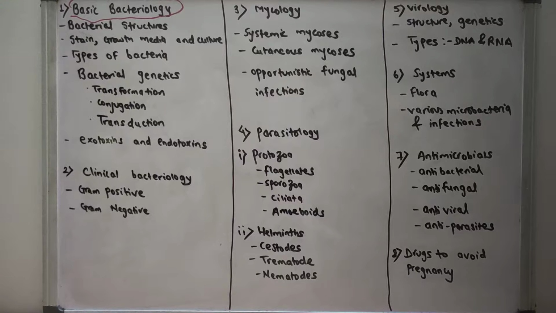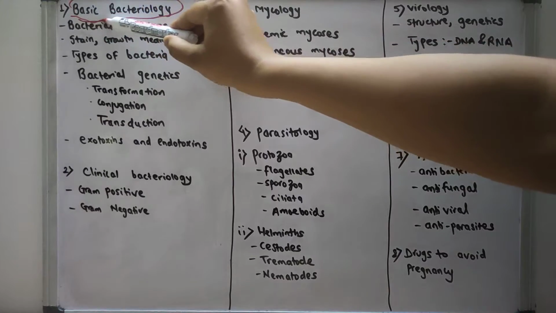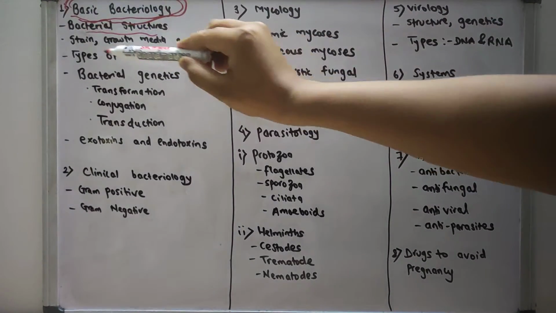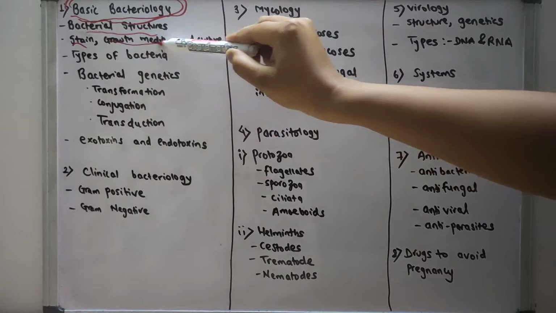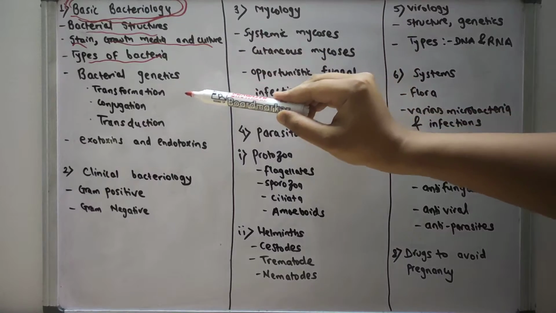Today we are going to read about the various topics in the microbiology chapter that you should know. There are various topics that you must know in the microbiology chapter. So you have to know about the basic bacteriology. In the basic bacteriology, you have to know about the bacterial structures, the type of strain, the growth media, and the growth cultures. You have to also know about the types of the bacteria.